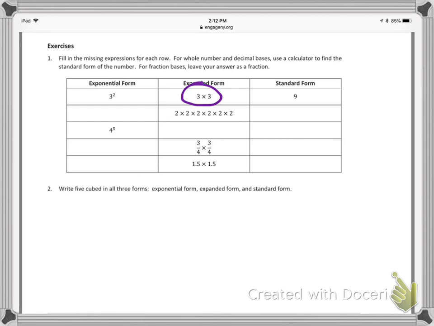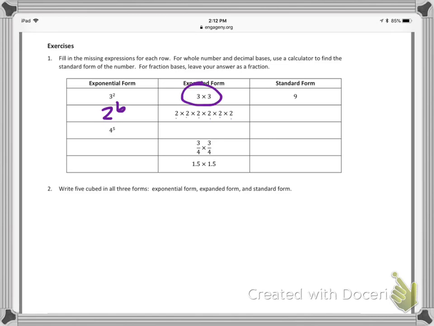So we look for the number that is repeatedly multiplied. The number that's repeatedly multiplied is a 2. So that's my base. And then I look for how many of those 2's are repeatedly multiplied together. And I see 1, 2, 3, 4, 5, 6 of them. That is my exponent, 2 to the 6th power. And then to evaluate and get the standard form, we just have to multiply.